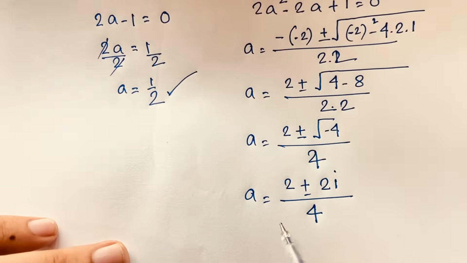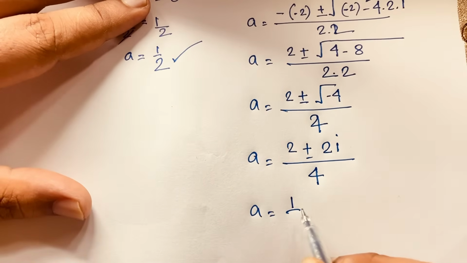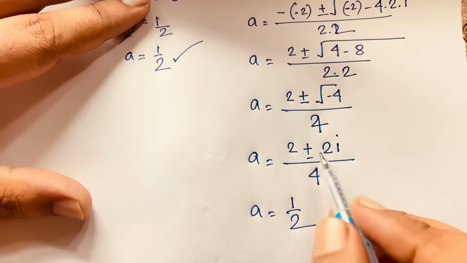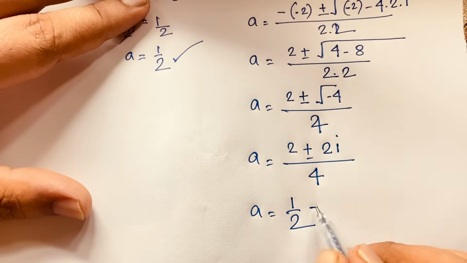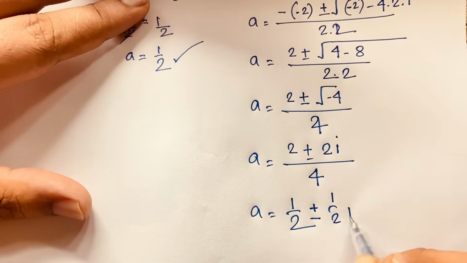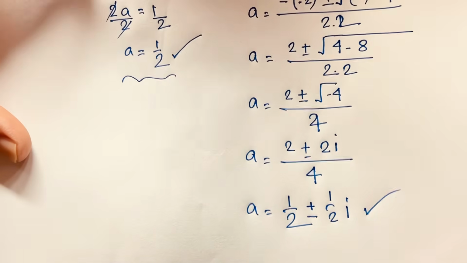And if I separate this fraction, we'll find our final solution. A is equal to 1 over 2, I take 2 as common, then plus or minus 1 over 2i. This is our final solution in this math problem. We will find the other solution: a is equal to 1 over 2.